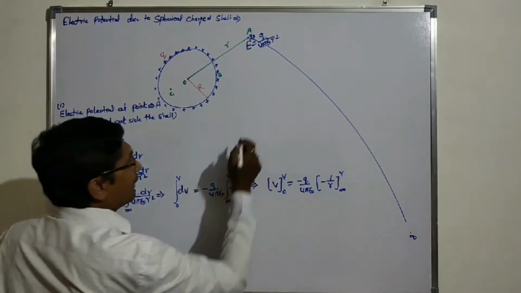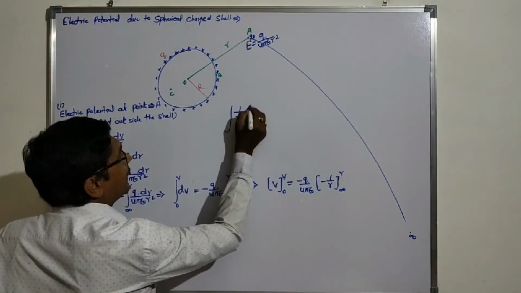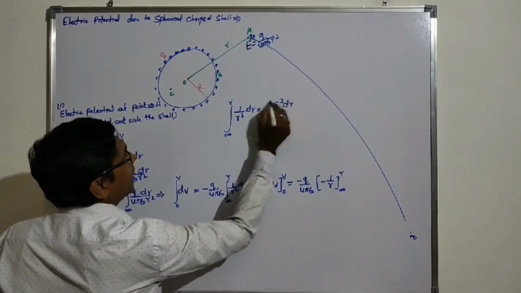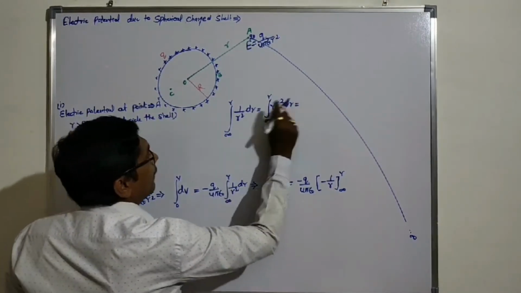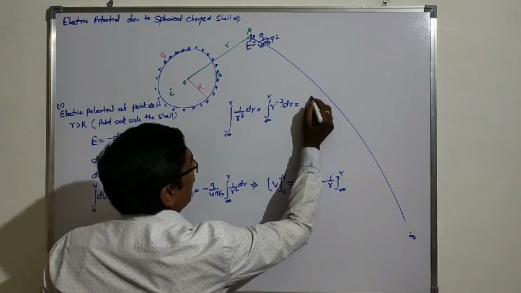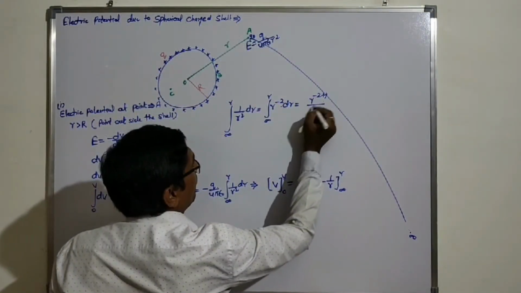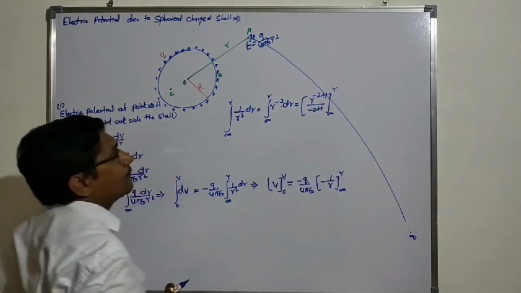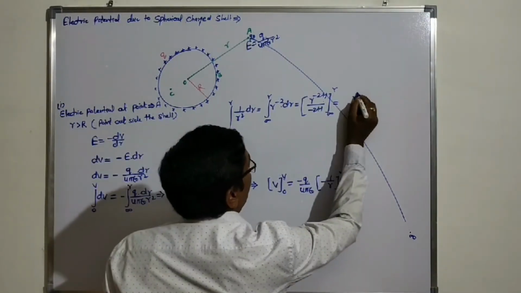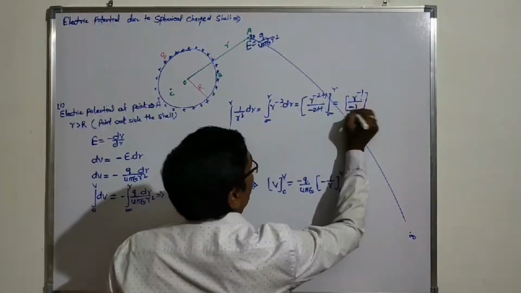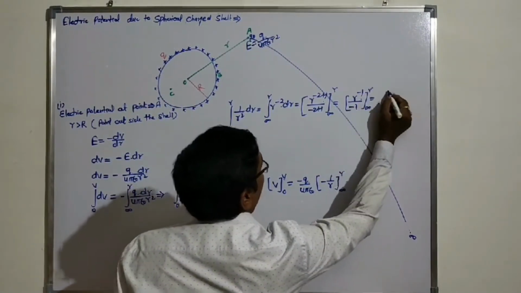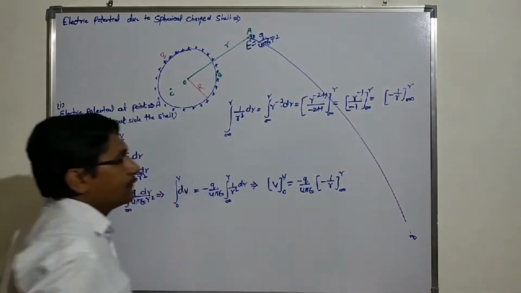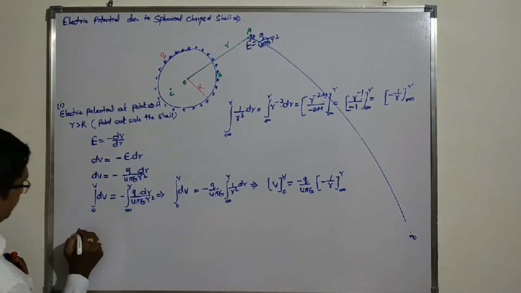How do we get the integration of 1 by R square dr from infinity to R? We use the integration formula: R to the power minus 2 plus 1 upon minus 2 plus 1, with the integration limit given. This can be written as R to the power minus 1 upon minus 1, from infinity to R. This is minus 1 by R from infinity to R. Now we can solve here.